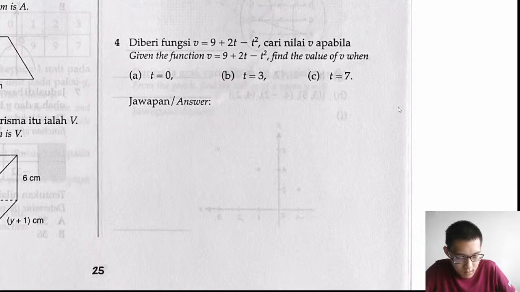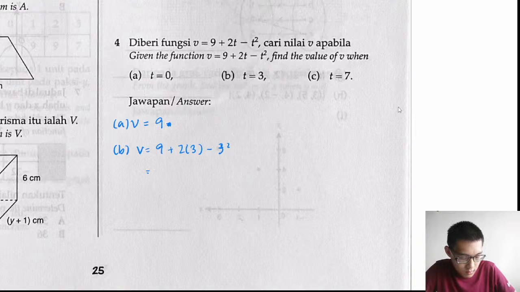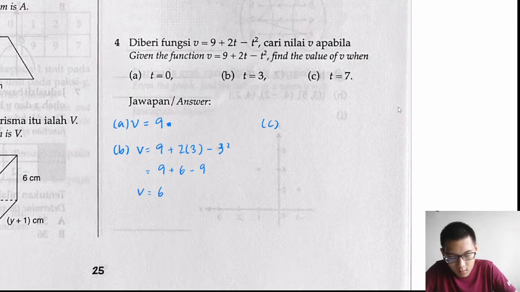Given the function v equal to 9 plus 2t minus t squared, find the value of v when t equal to 0, t equal to 3, t equal to 7. Different substitution. Okay, so let us see. When t equal to 0, that means v equal to 9. When t equal to 3, let's substitute: 9 plus 2 times 3 minus 3 squared. So we'll get 9 plus 6 minus 9, we get 6.